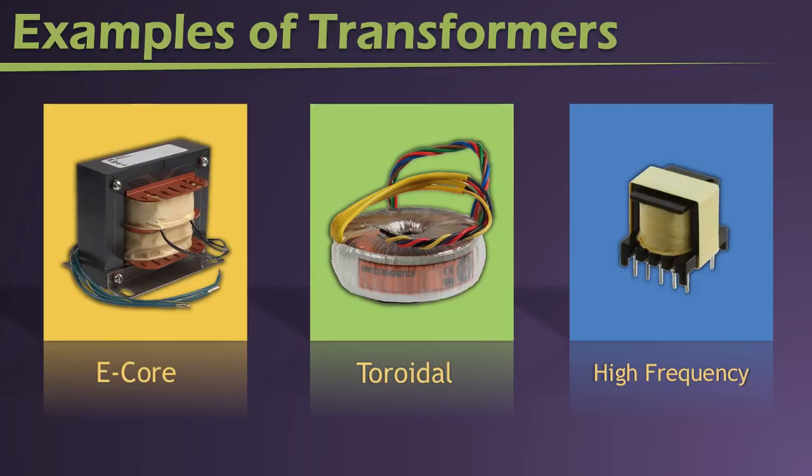The final type of transformer is actually quite similar to an E-core transformer in construction, but its use is a little different, and that is the high frequency transformer. The high frequency transformer isn't typically used in a linear power supply, which is what we're talking about today. Usually these are used in switch mode power supplies, which we'll briefly talk about at the end of this video. But high frequency transformers are generally a little smaller, and they can operate at higher frequencies, hence the name.